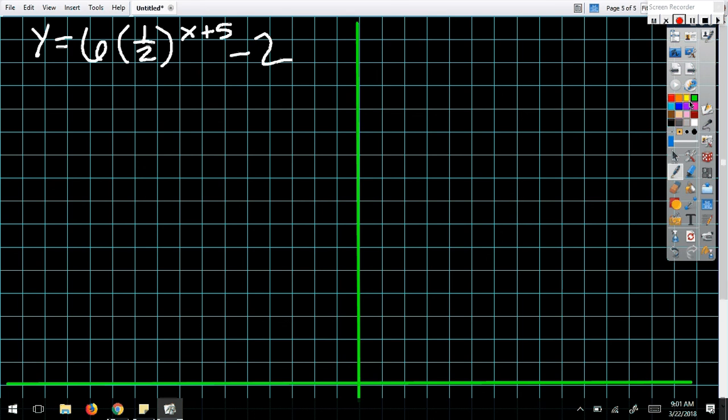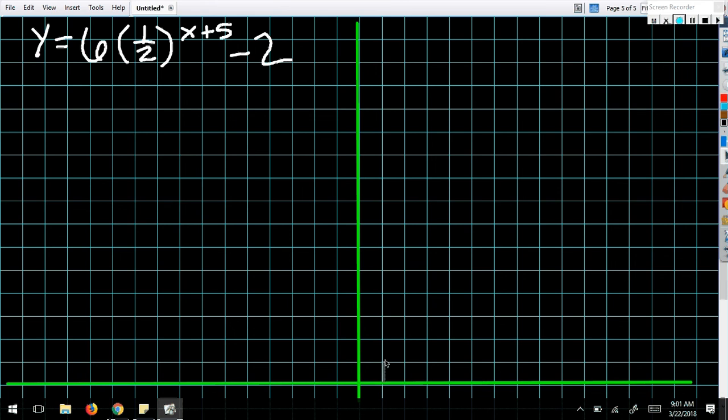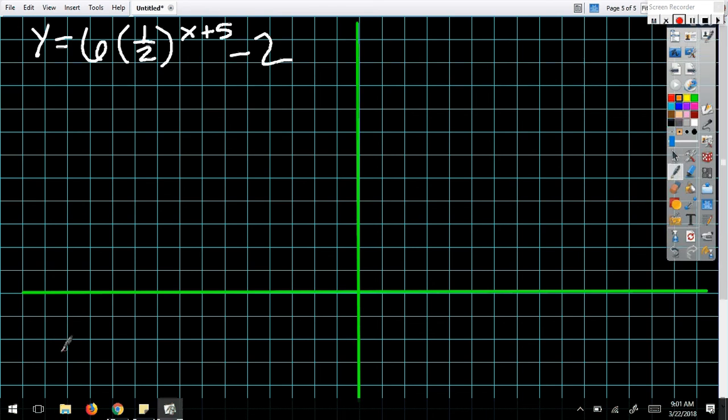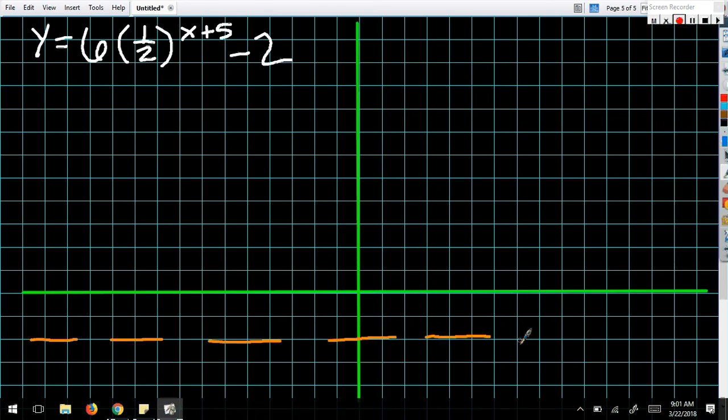Is it going to be growth or decay? Decay. Why? The 1/2. Okay. What is the asymptote? -2. Give me the coordinates for an easy point on this graph. -5, 4. Because it's H and then A plus K. So 1, 2, 3, 4, 5. 1, 2, 3, 4. What did you plug in for your second easy point?